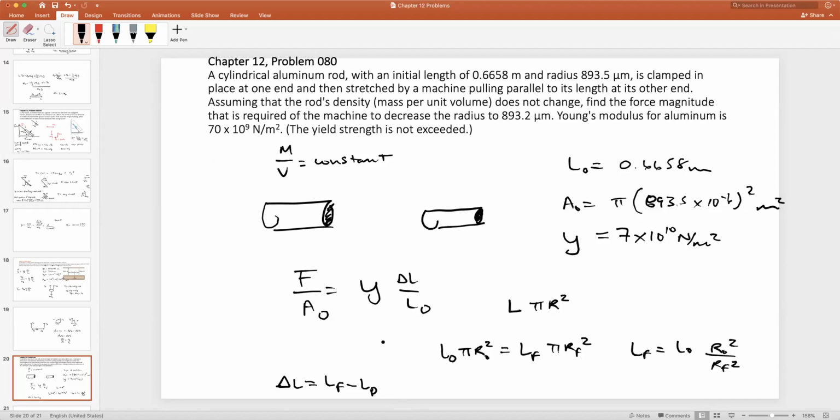Make sure that you understand how to do scientific notation. Remember that these radii are actually in millimeters. So this is 893.5 times 10 to the minus 6 squared, which will be 10 to the minus 12. So yeah, you're going to have some weird big scientific numbers.